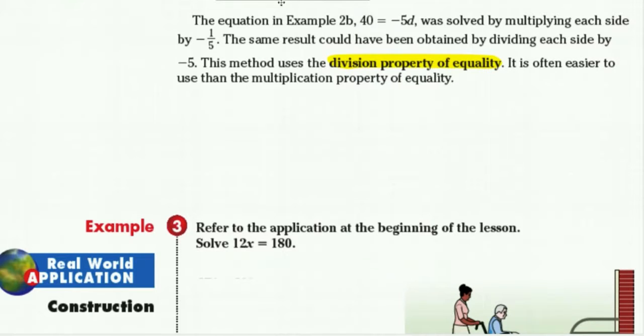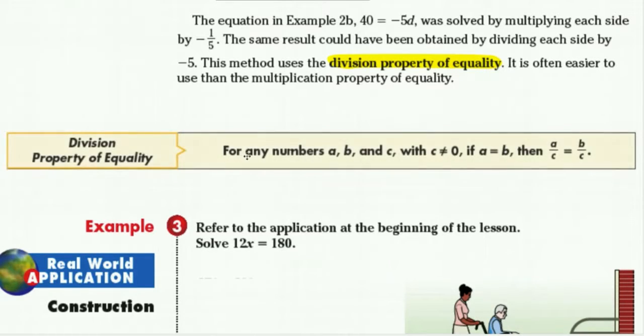The equation example 2b, which I told you I gave you a preview of the next property, was solved by multiplying each side by negative 1/5. The same result could have been obtained by dividing each side by negative 5, just like what I showed you. This method uses the division property of equality. It is often easier to use the multiplication property of equality. Okay, and this is what the division property of equality is all about.